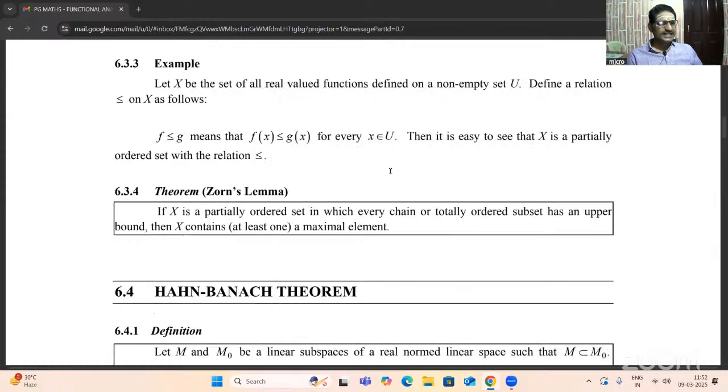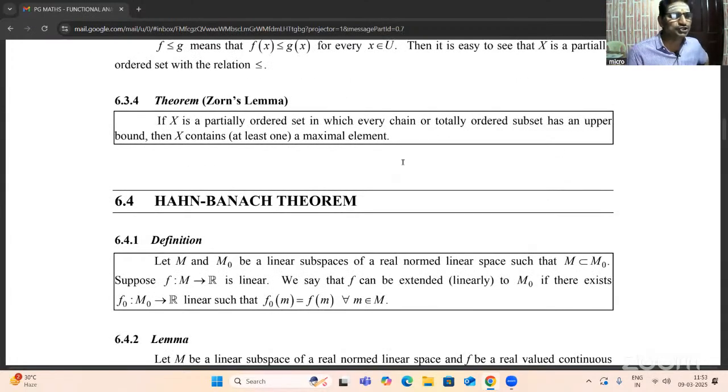Students, these examples are very important, and please see the Zorn's lemma. And next class, we will explain one of the important theorems, the Hahn-Banach theorem.